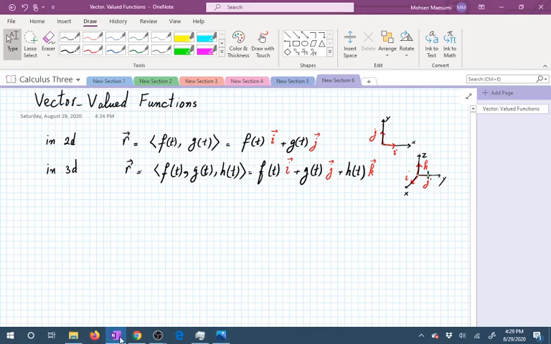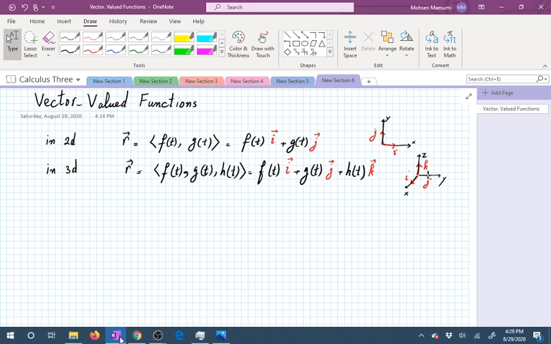Vector valued functions in 2D or 3D are essentially curves in the space that we are considering. So if you have, for example, a parabola in an XY coordinate system, that is essentially showing a vector valued function. In 3 dimensions, similarly, any curve is a representation of a vector valued function.